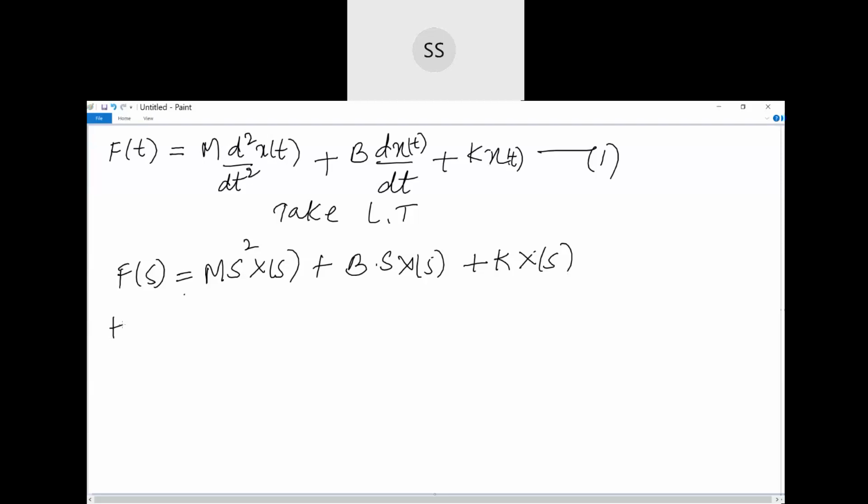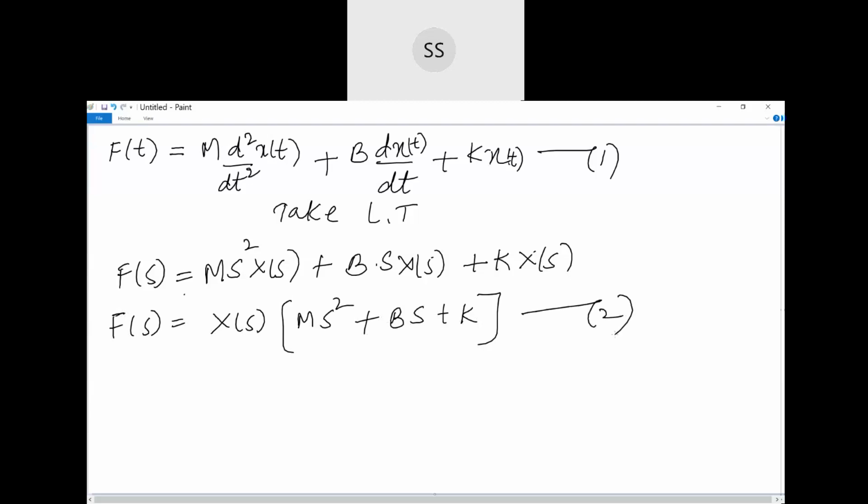Now you can take x of s as a common term. So x of s into m s square plus b into s plus k. So this is our equation for the given system in Laplace transformed version. Even in the FV analogy you write the same equation. So now in the third step, we are going for FI analogy.